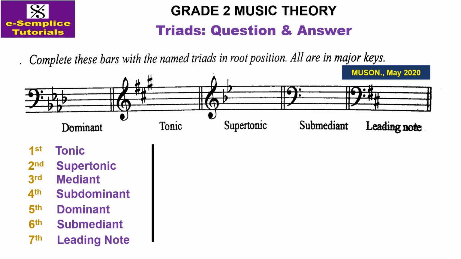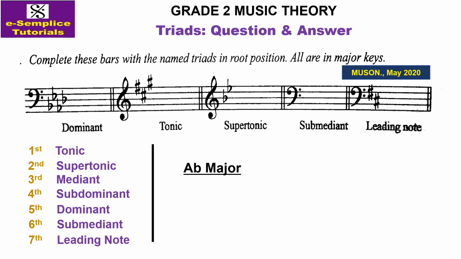Now, let's start with the first one. The first question is a key of 4 flats, and you are requested to write the dominant triad. All the keys are major keys. Remember, from the first page, I already told you that a good knowledge of all the key signatures in grade 2 will enable you to write triads easily. Now, a key of 4 flats is actually A flat major.